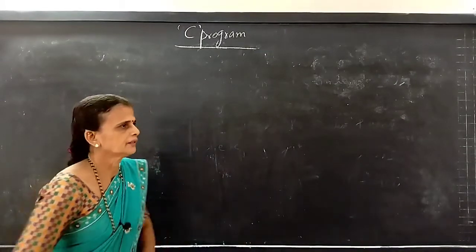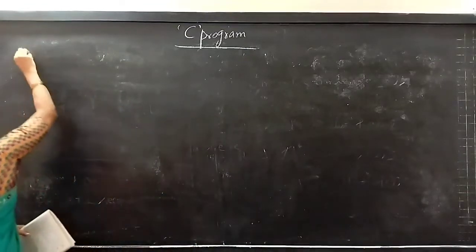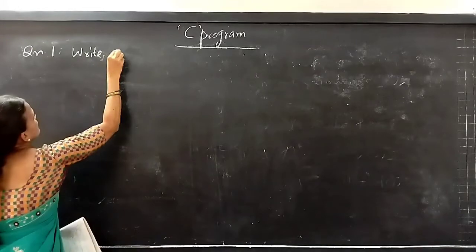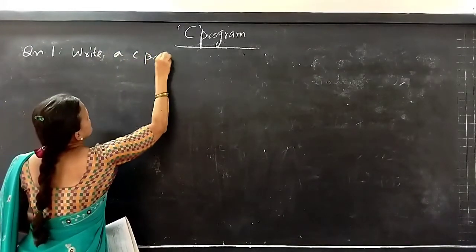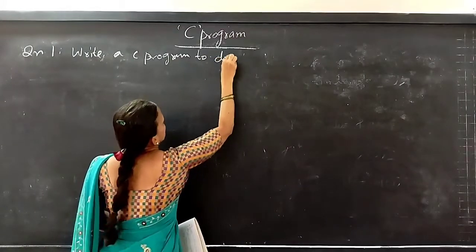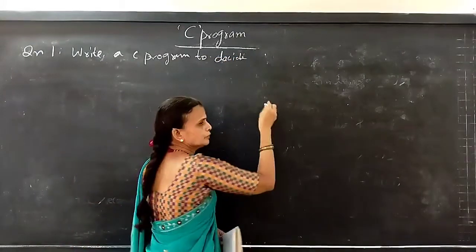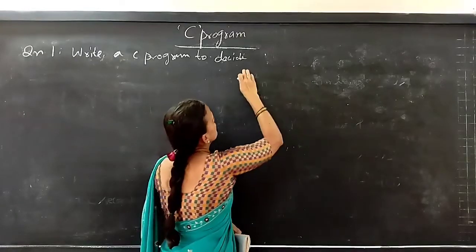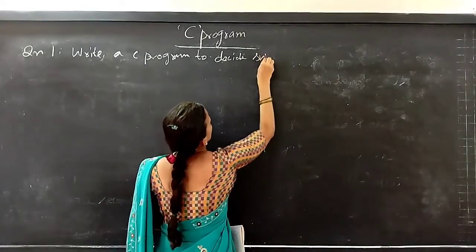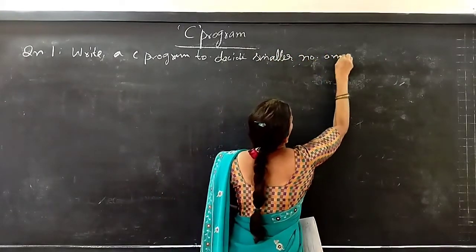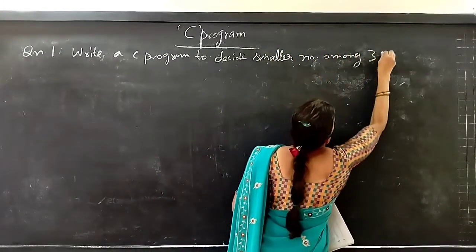Okay, we will write the question as: write a C program to decide the smaller number among three numbers. We can decide the greater number by using the greater-than symbol also, but today we will decide the smaller number.